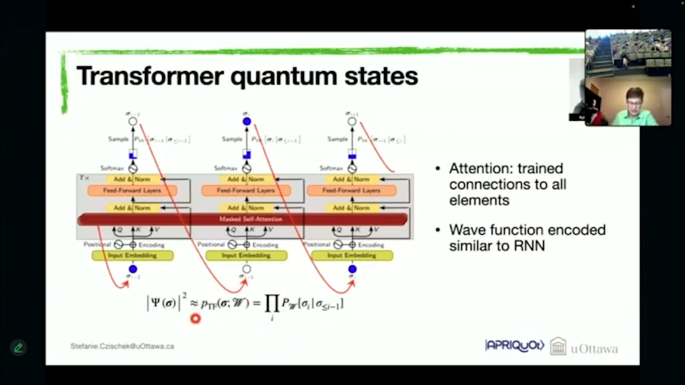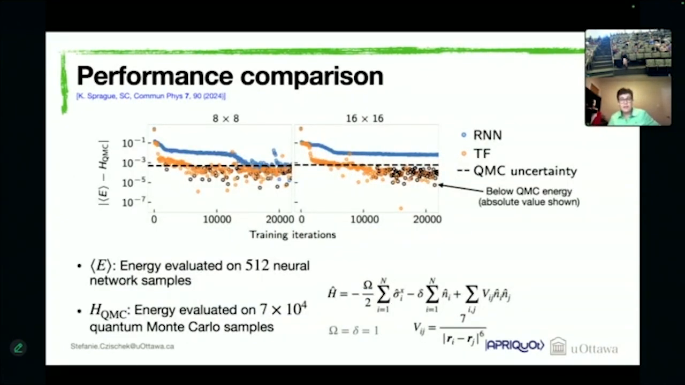So we can really define the same probability distribution encoded in our transformer now instead of the RNN. And we can train our transformer to approximately describe the squared wave function amplitude of a target quantum state. So again, we can tune or train our transformer to minimize the energy expectation value of a given Hamiltonian to find a ground state representation. Okay. Let's take a look at how these models perform. So now we look at our Rydberg atom arrays with 8x8 and 16x16 atoms.